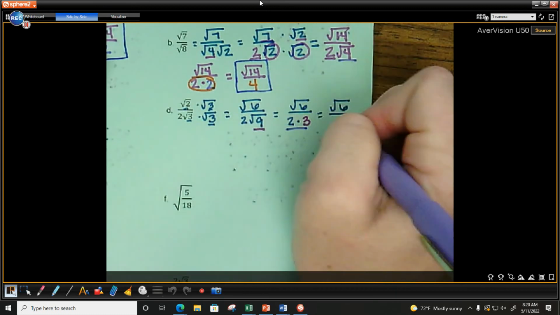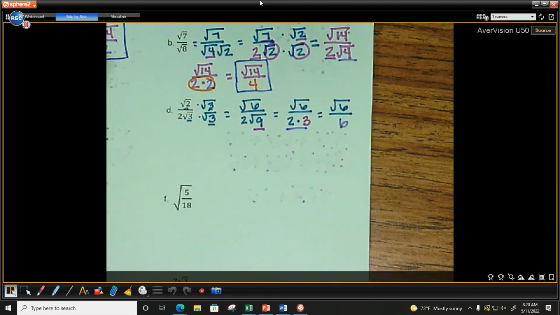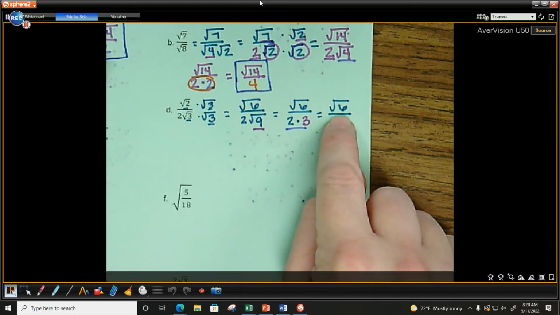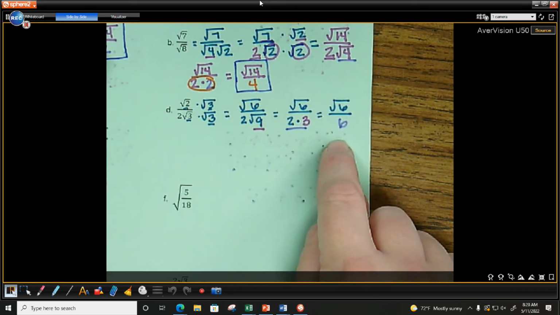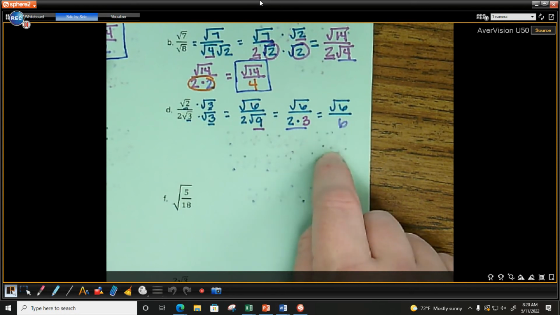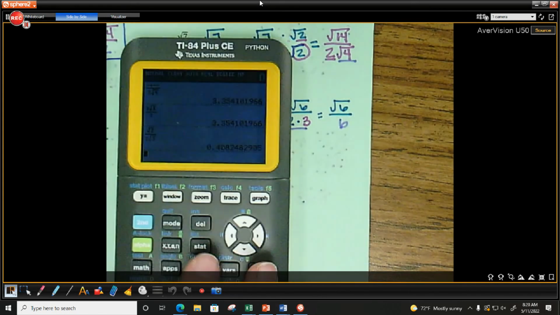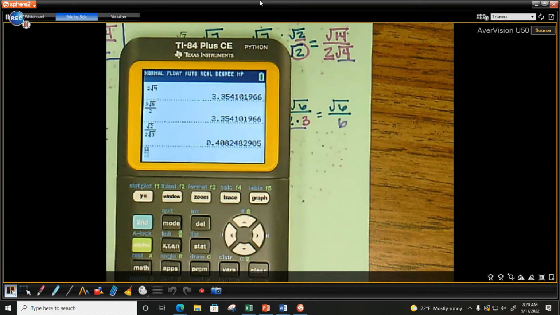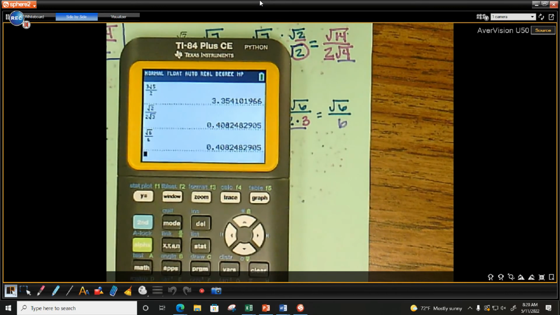Can you simplify the square root of 6? Can you do 6 divided by 6 is 1? This 6 is under the radical. This one's not. Remember, you can't simplify insides with outsides. So we are done. Type it in your calculator to check. Same ugly decimal. Good?